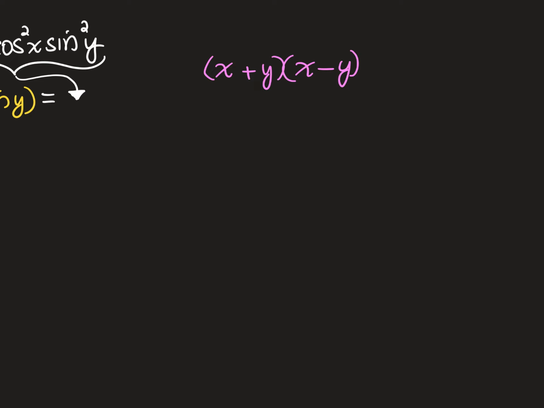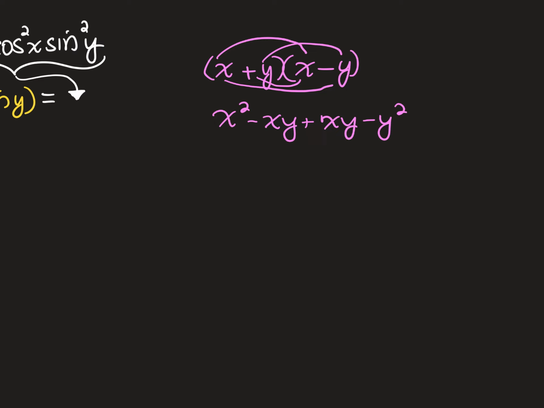So what if we multiply it out? Let's multiply it out and see if we can figure out what it's called. So x times x would give me x squared, minus xy, plus xy, minus y squared. What's going to happen with these middle terms? They're 0, right? So x squared minus y squared is what we end up with.